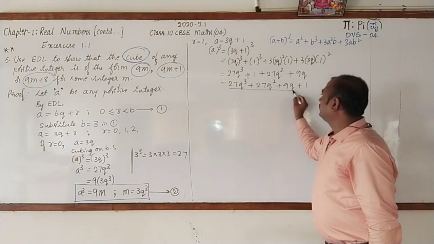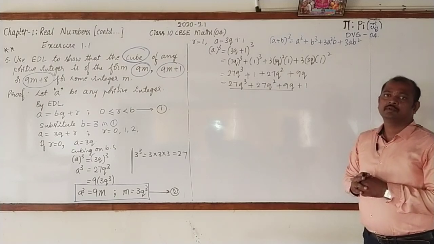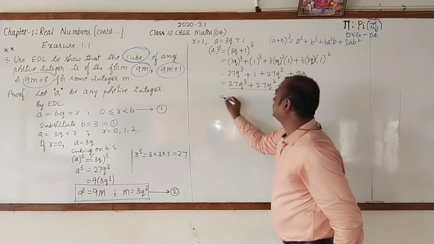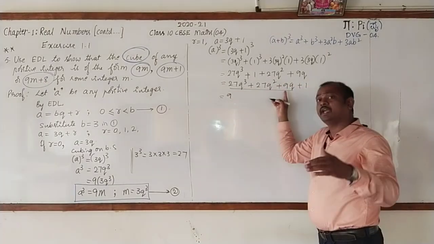Now observe, in the first 3 terms, all are multiples of 3. Hence we can take, all are multiples of 3 as well as 9.